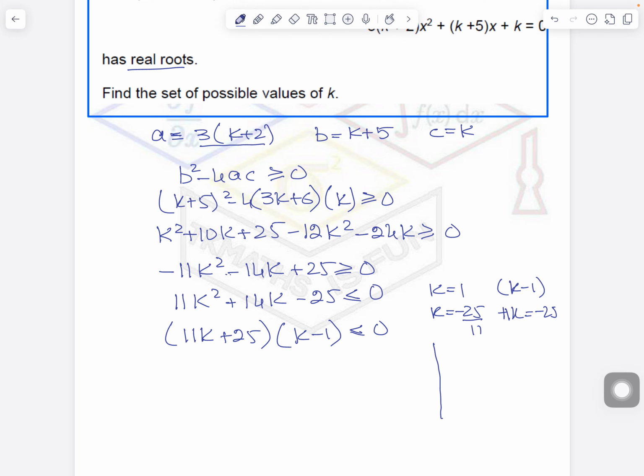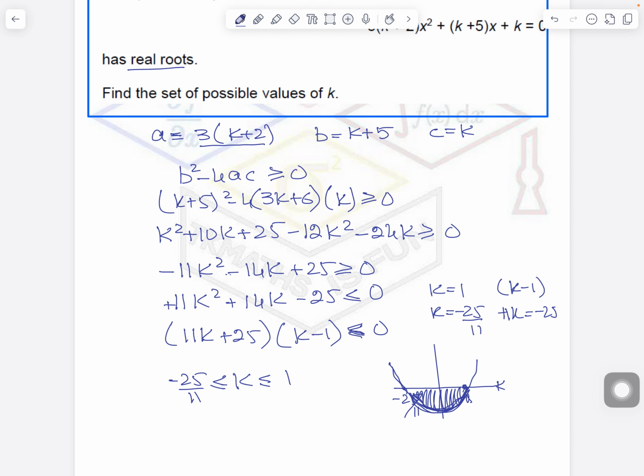Now if you can do it mentally, fine. If you cannot, then you can draw a small x and y axis. This is 1, this is minus 25 over 11. And the graph will be like this because the coefficient of k square is positive. This is your k axis right now. Because I'm saying less than or equals to, this time the curve is this part, and the values of k are these. So I will say k is greater than or equals to minus 25 over 11 and less than 1.